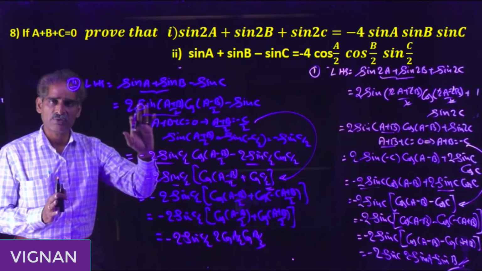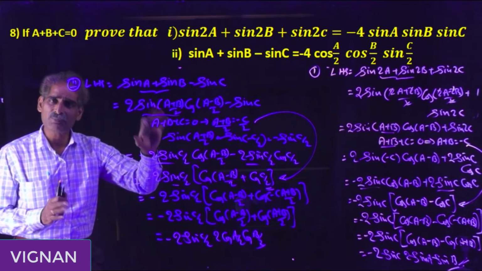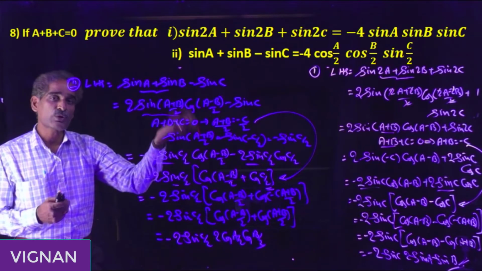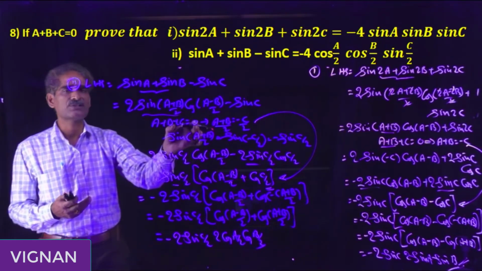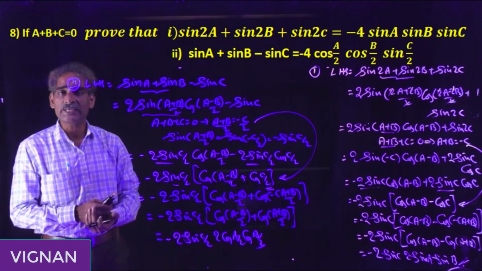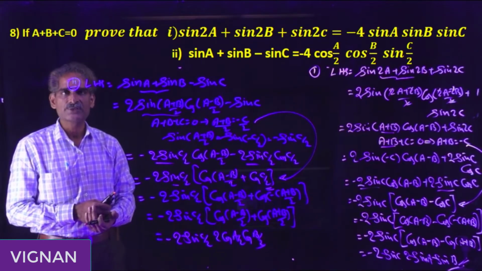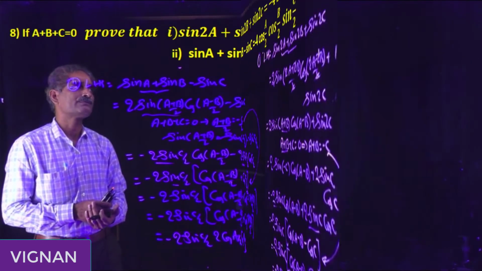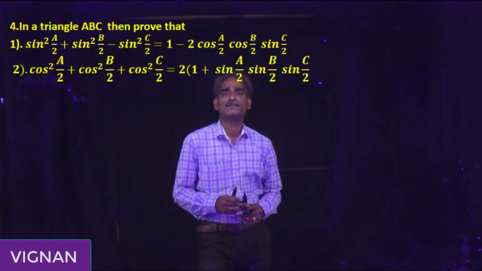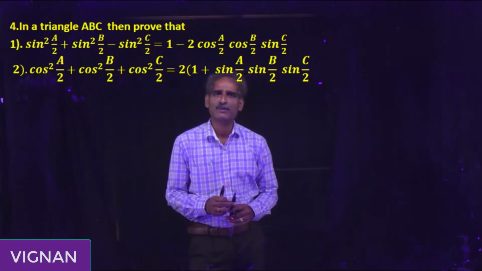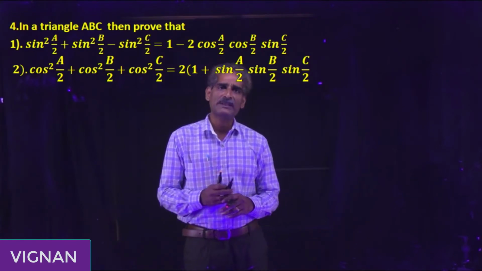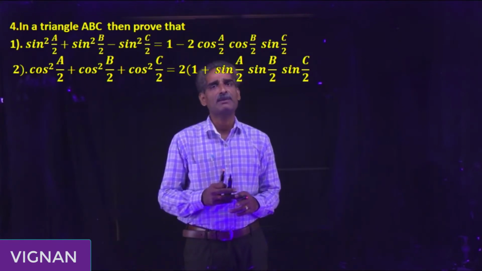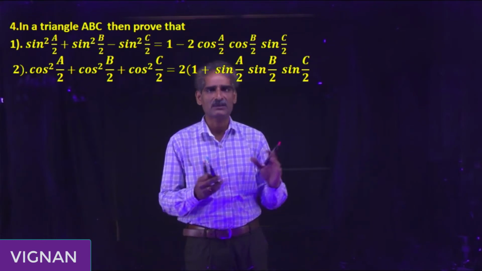Just transform sum to product or difference to product for any given condition or identity. Okay, see one more problem. See the first problem: sin square a by 2 plus sin square b by 2 minus sin square c by 2. Here we have two methods. One is the direct method, by applying sin square a minus sin square b and so on.